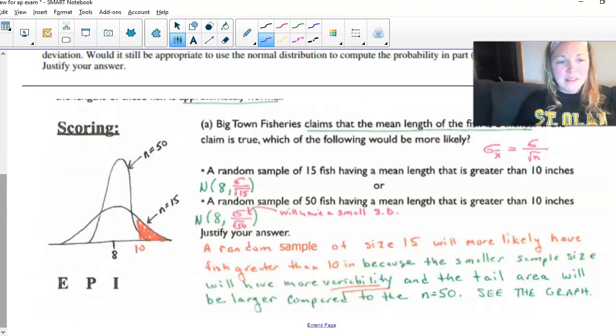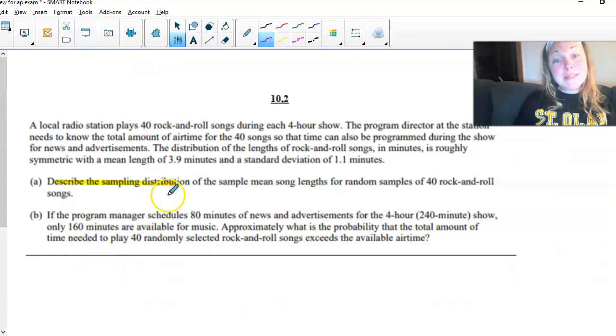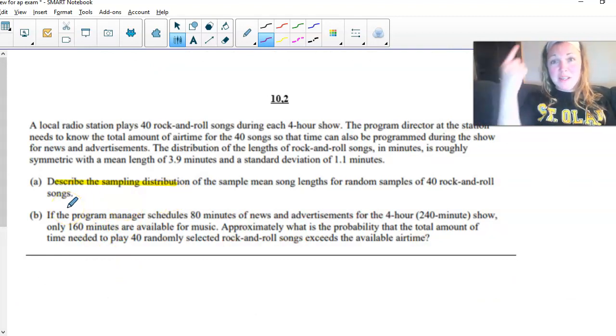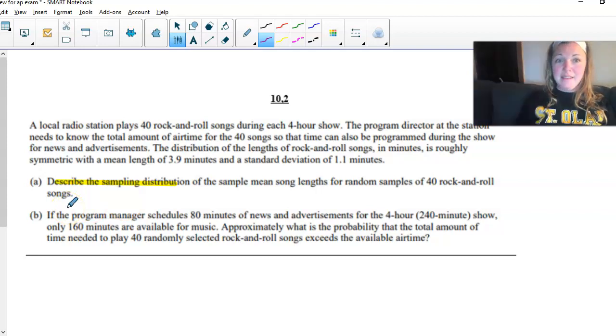Okay. All right. Let's move on. Describe the sampling distribution. Describing the sampling distribution, I've talked about this in a previous video. Shape, okay? Well, sample size is bigger than 40, so we know it's going to be normal, okay? Right? Center, mean is 3.9.